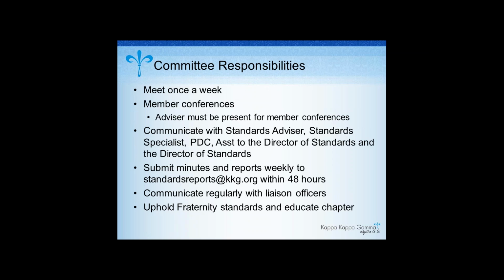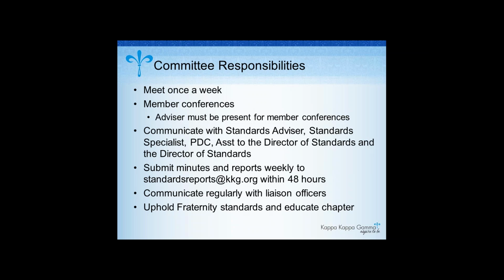So committees should meet once a week. Weekly meetings should be happening even if there are no member conferences. We should be discussing programming, sisterhood, any concerns as a house, anything like that. We should be talking about those on a weekly basis.